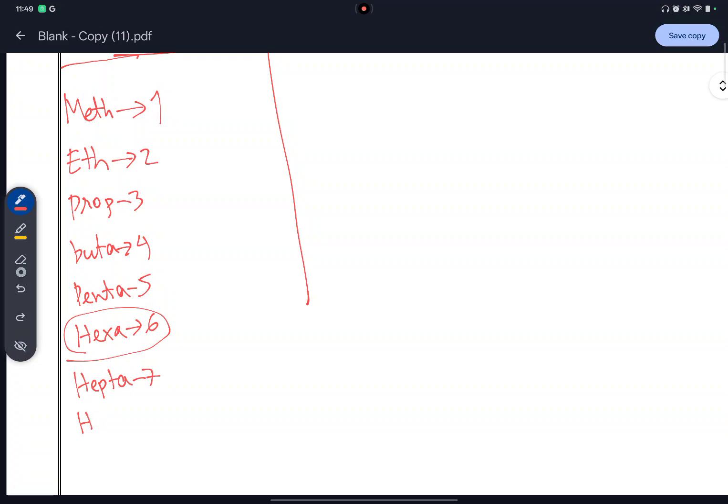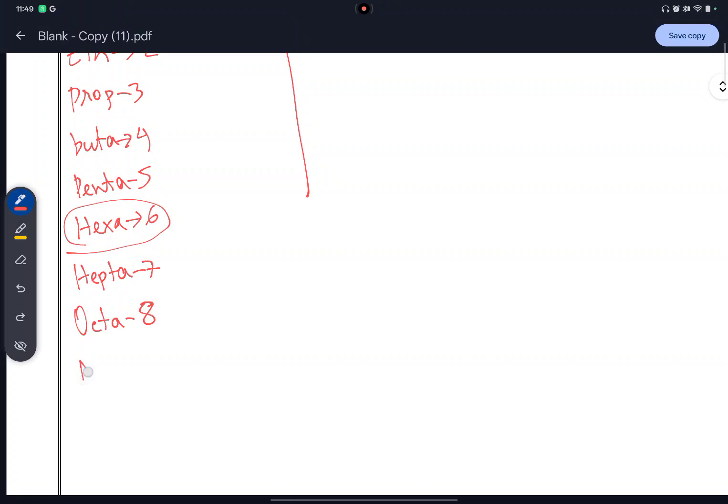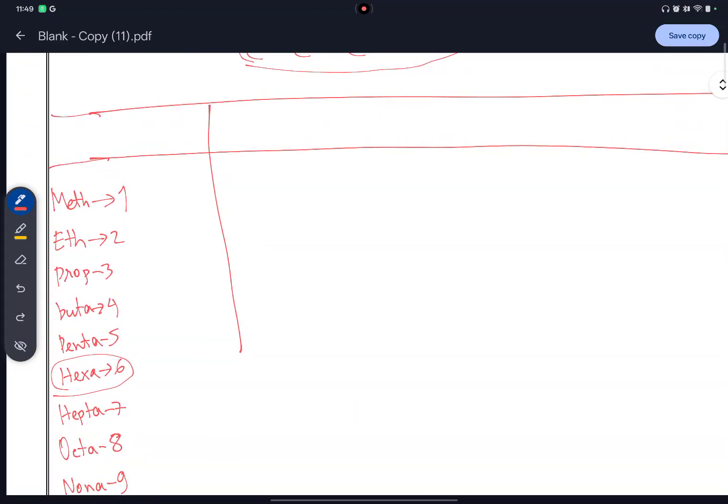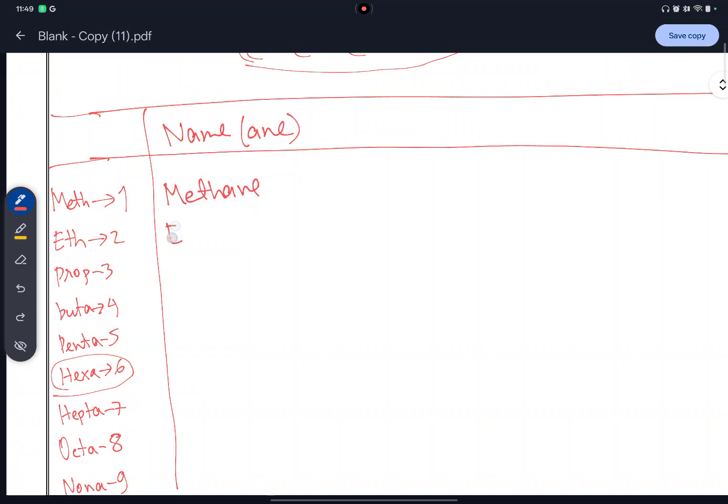Next one is octa. You may have heard that an octopus has 8 legs, so octa means number 8. Next one is nona, number 9. Then deca, number 10. So from this numerical system, we can predict the name of the alkane. For example, we'll just add ane after the name. So metha will have methane, etha will have ethane. Just add ane after the name.